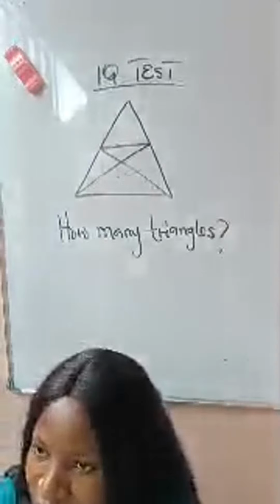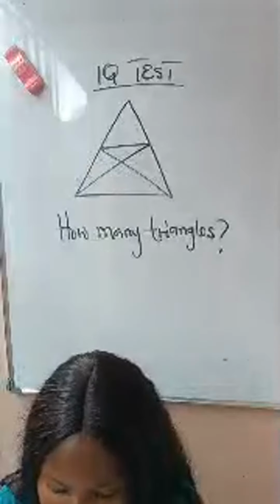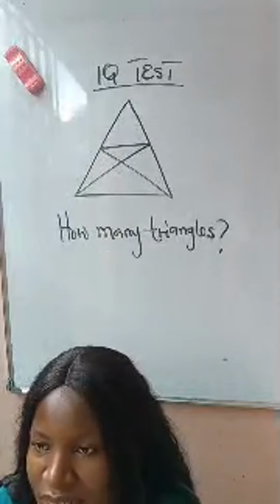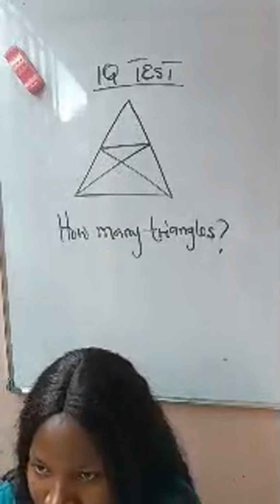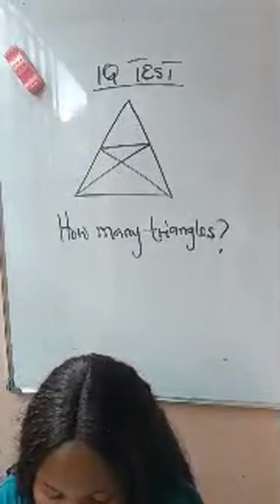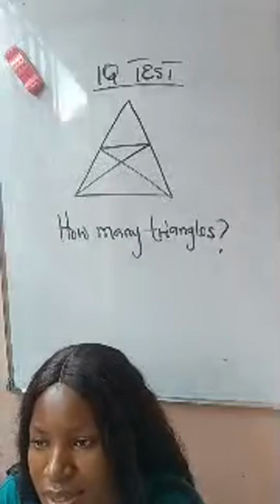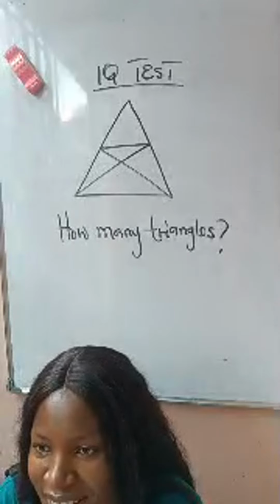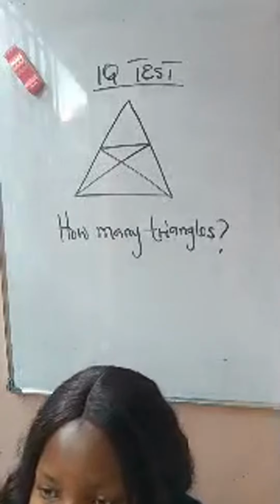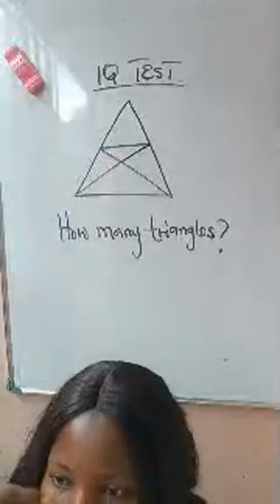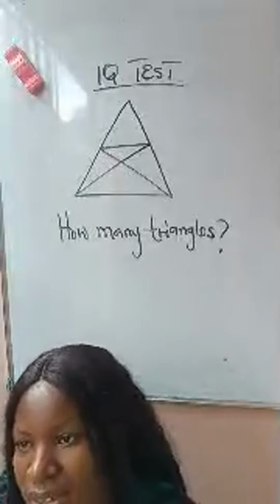How many triangles can you see? How many triangles can you see on the board? How many triangles can you see? I'm seeing 7, 6. Cash Lady is saying 6. Jojo saying 6.